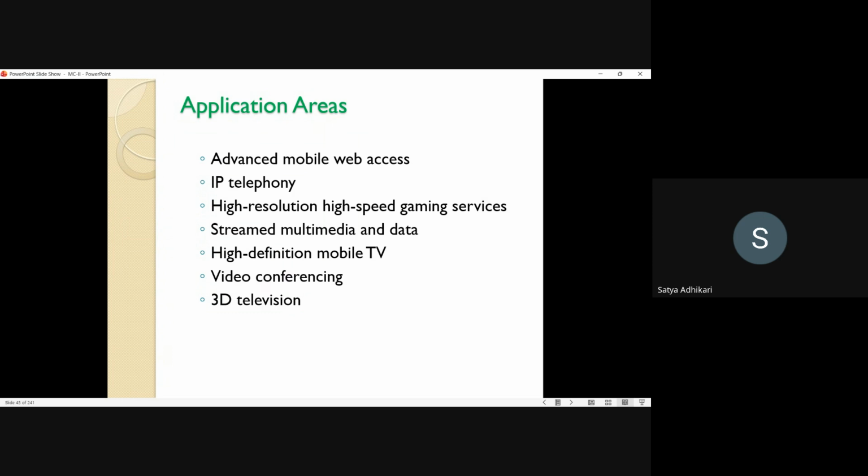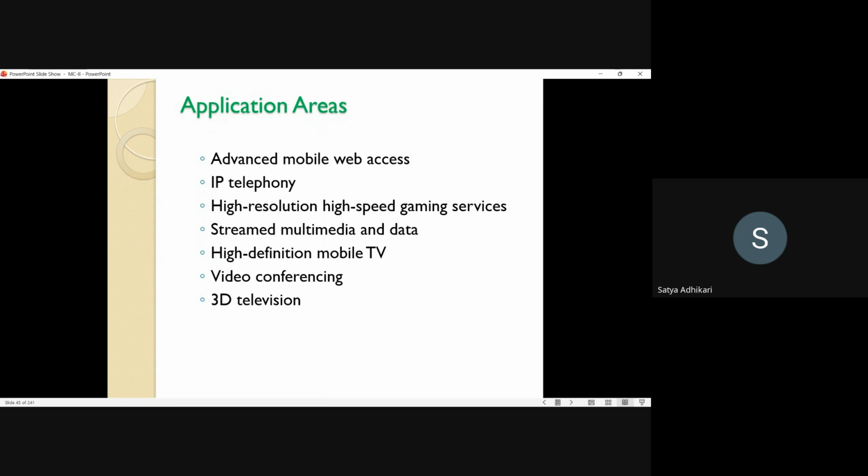High resolution, high speed gaming services. So the gaming services are there. Streamed multimedia and data: you can use streamed multimedia data, that is, you can play any video or audio. High definition mobile TV, HD mobile TV, you can view it.